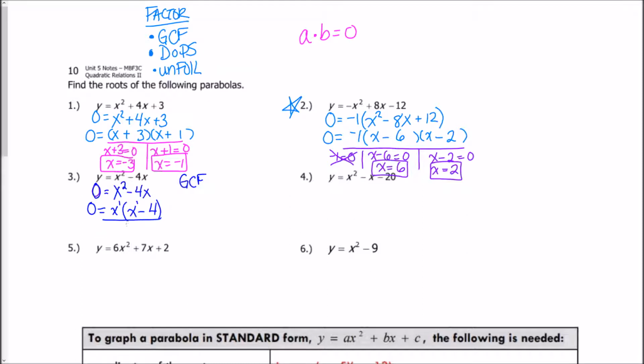Set each part equal to 0, so I get x equals 0 here, and x minus 4 equals 0. The first is one answer because the x is alone. Here, I need to add the 4 to both sides, so I get x equals 4. Okay, now for number 4, I need to set 0 equal to y, and then I get x squared minus x minus 20.